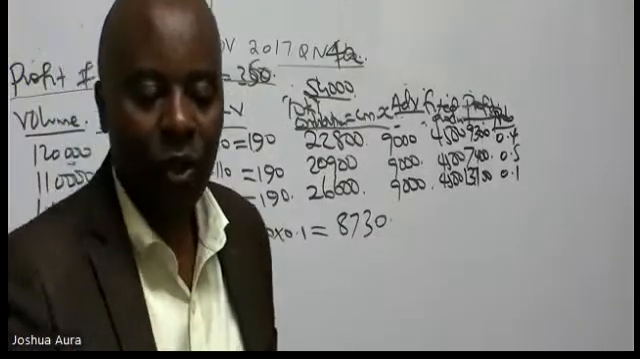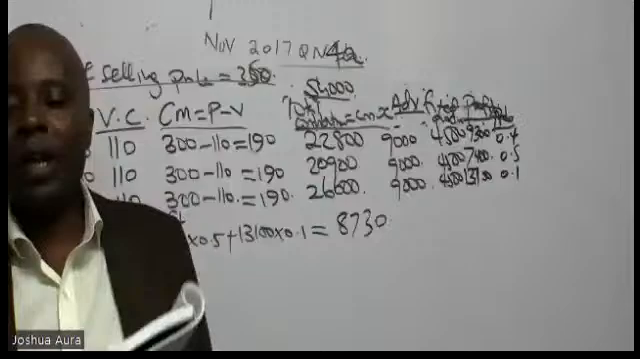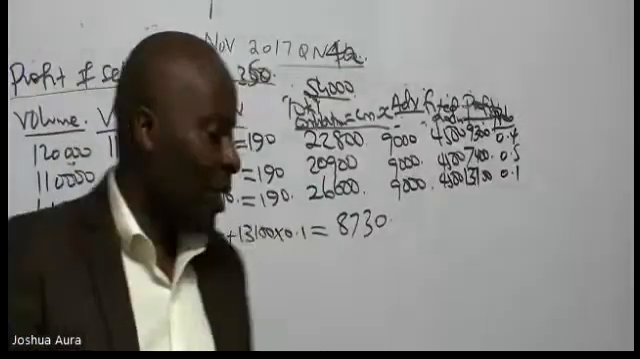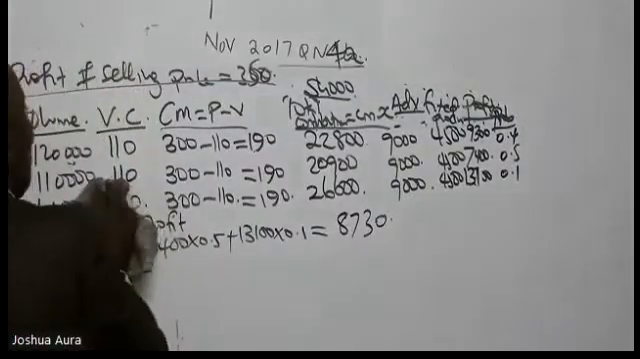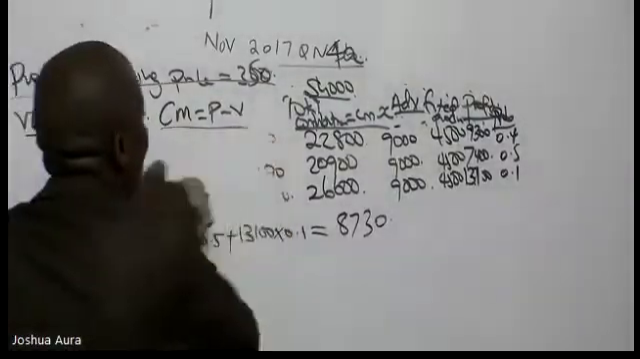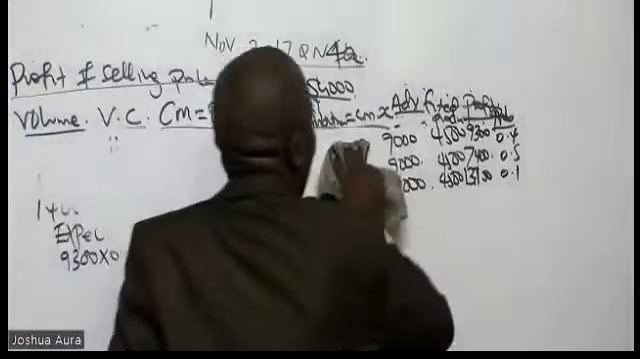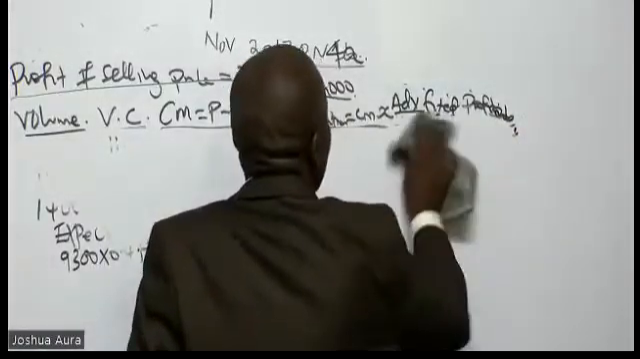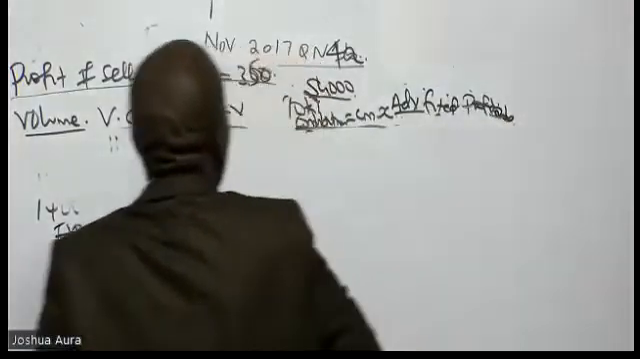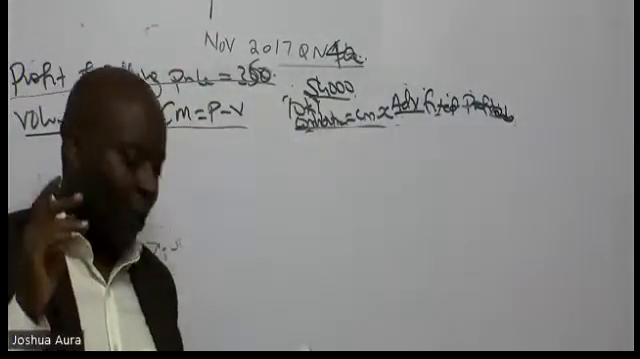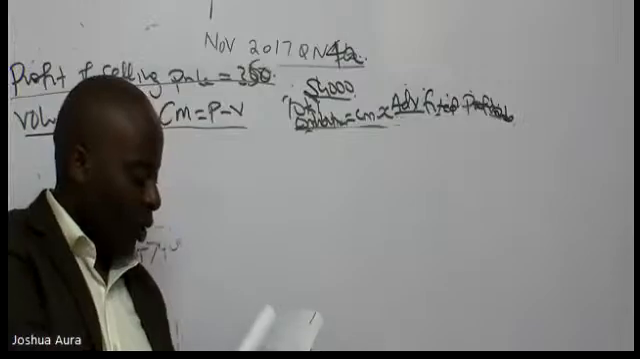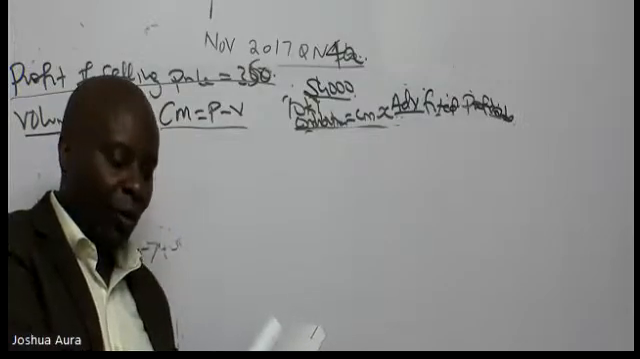Profitability analysis of the second price. So I'll still borrow this same table here, same format, everything. But now remember, there were two prices, a price of 300 and a price of 350. So this time around, we're going to the second part of the table.